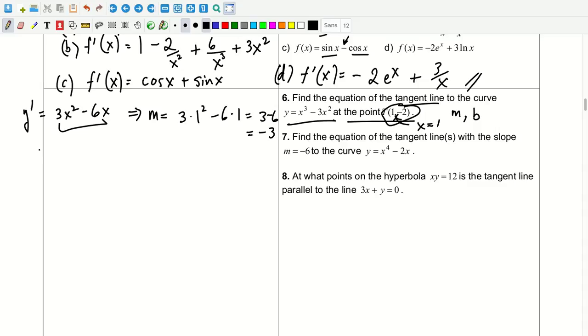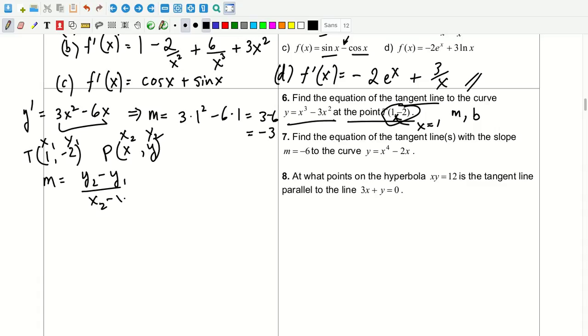So that's the slope. Here's what I want you to do next. I want you to use the point that they give you as x1, y1, and then make a general point P, x, y, such that this is x2 and y2. And I want you to write down the equation of the slope. We know what the slope is. Slope is y2 minus y1 over x2 minus x1.